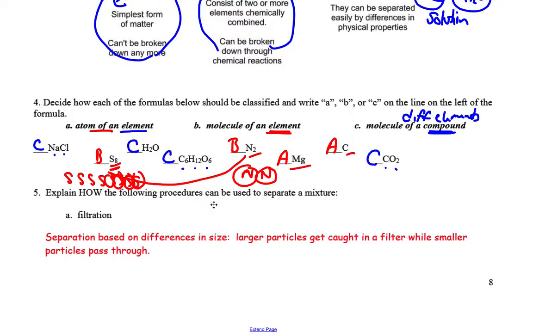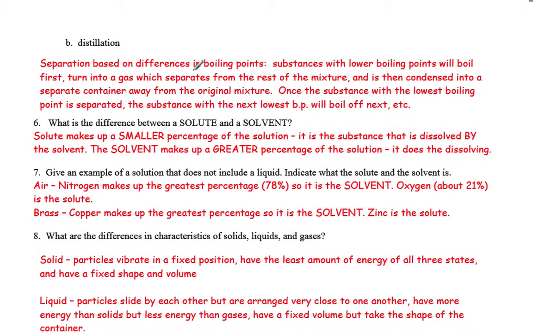All right, back to how to separate mixtures. Remember, it depends on physical properties. Filtration, when we separate things based on filtration, it's based on differences in size. Large particles get caught on the filter, smaller particles pass through. If we're using distillation, we're basing the separation technique on differences in boiling points.